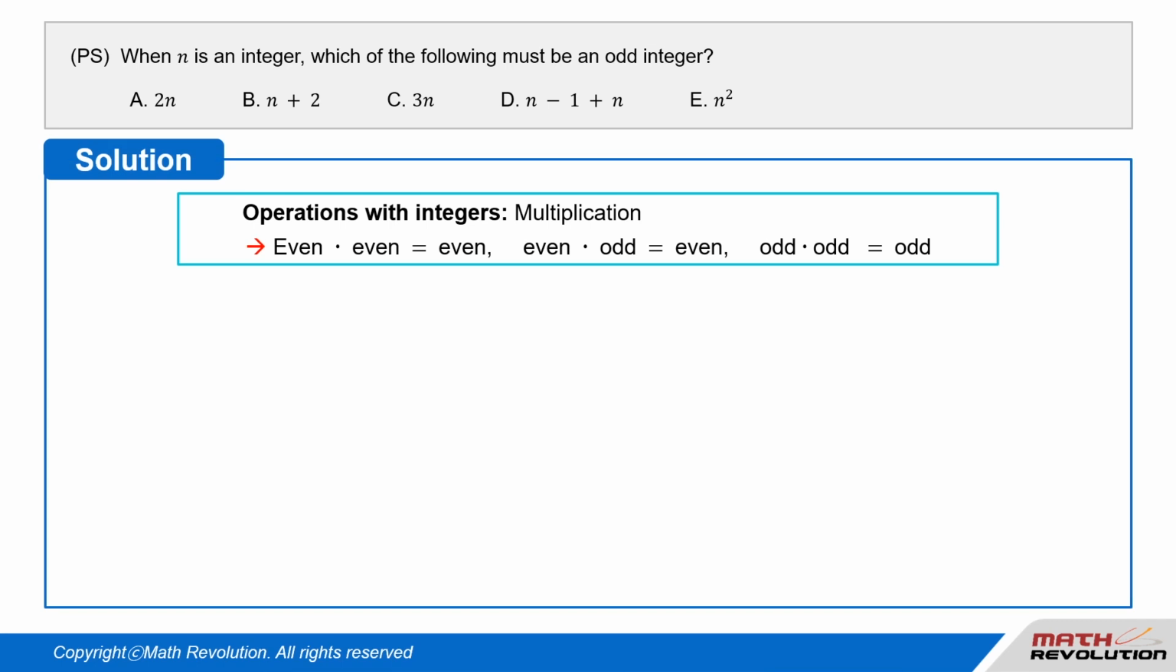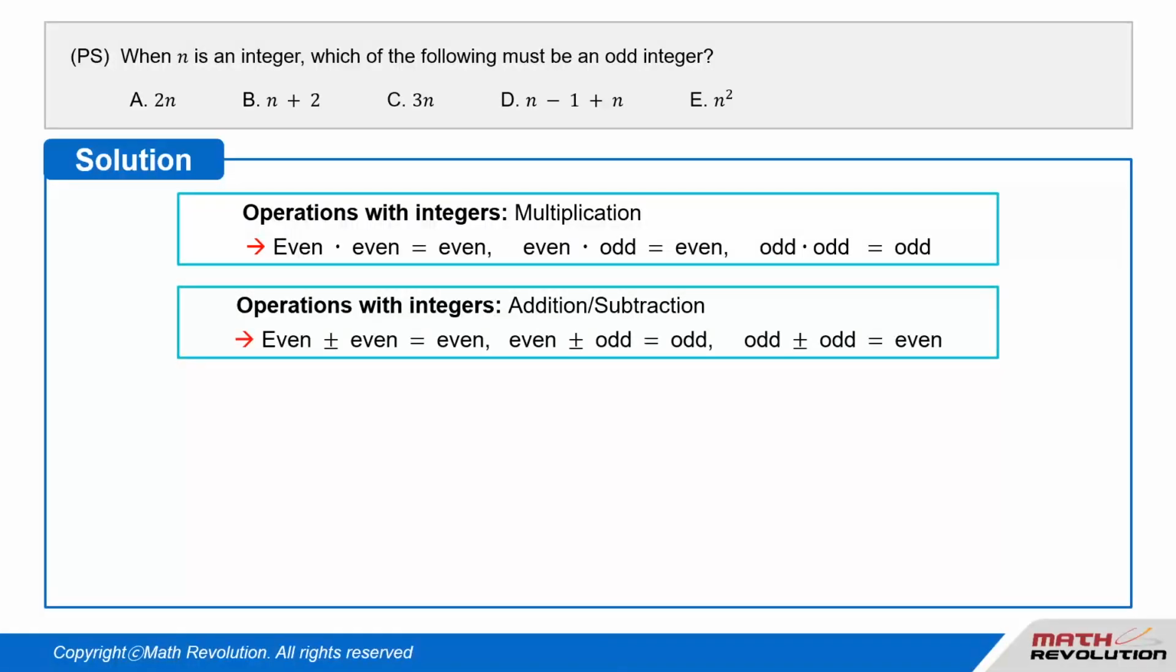Multiplication of any integer by an even integer gives an even integer, whereas multiplication of two odd integers gives an odd integer. Multiplication. Even times even equals even. Even times odd is even. And odd times odd is odd.